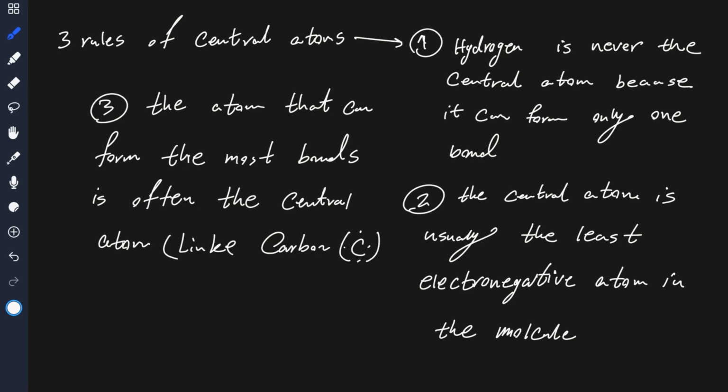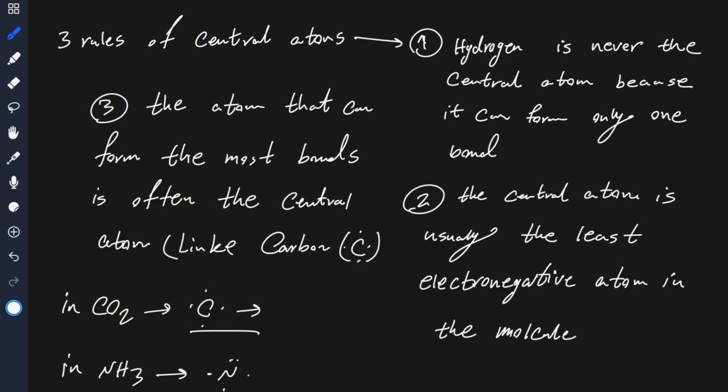So, for example, in carbon dioxide, CO₂, what is the central atom? It's C. For what? Because it can form the most bonds, and it's less electronegative than oxygen. For example, in ammonia, NH3, nitrogen is the central atom. For what? Because hydrogen can never be the central atom. Nitrogen.